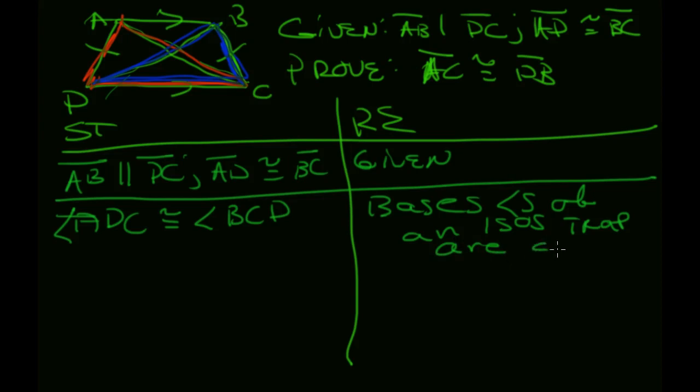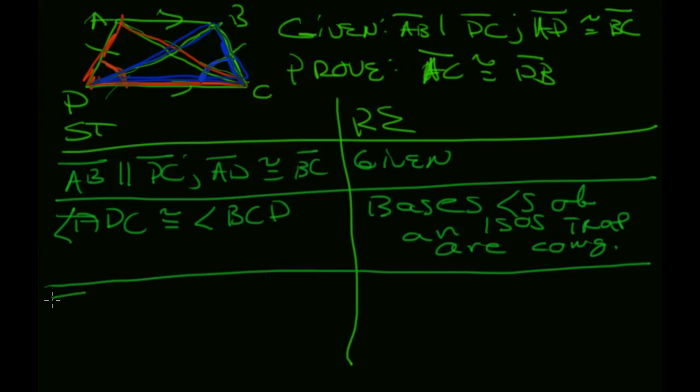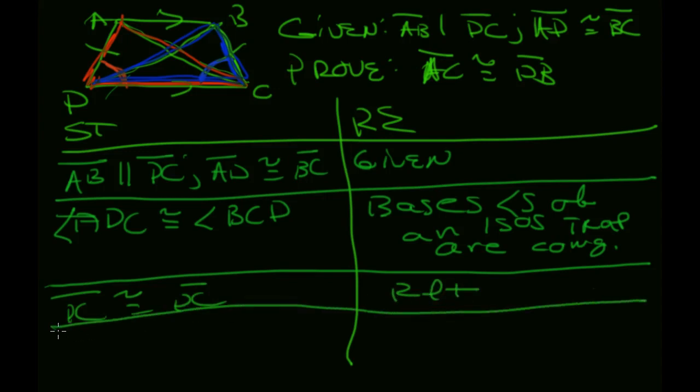How do I know that? Because I just proved it moments ago. So those two angles, the ones in the bases, so this one in the red triangle and this one in the blue triangle, have to be congruent. Alright, so finally I get that DC is congruent to itself. That's by the reflexive property, and that's in both the red and the blue triangle.